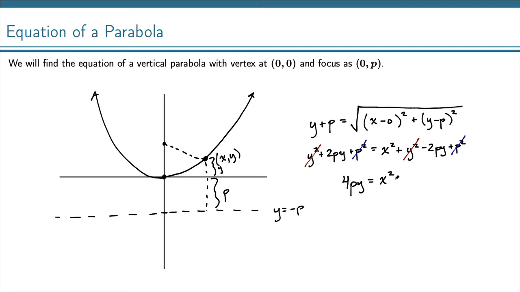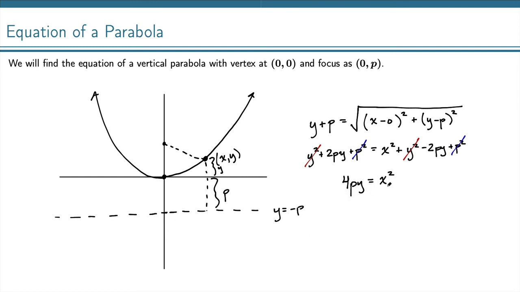So this is the equation of a vertical parabola with vertex at 0, 0 and focus at 0, p. And this is a standard form that we'll use for the equation of a parabola in terms of the focus, the distance from the vertex to the focus. Notice that this is different from what we would expect. We're used to y equals some function of x. We're going to just leave the 4p in front of that y, though.